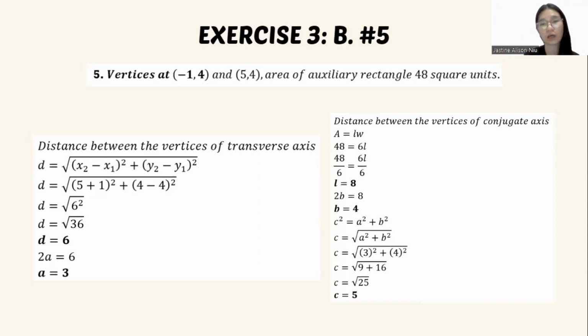And to complete the given equation, we are going to use the Pythagorean theorem. So it is c squared equals a squared plus b squared. So c equals square root of a squared plus b squared. Then substitute the numbers: 3 squared plus 4 squared, then square root of 9 plus 16 is square root of 25. Then the letter C will be 5.